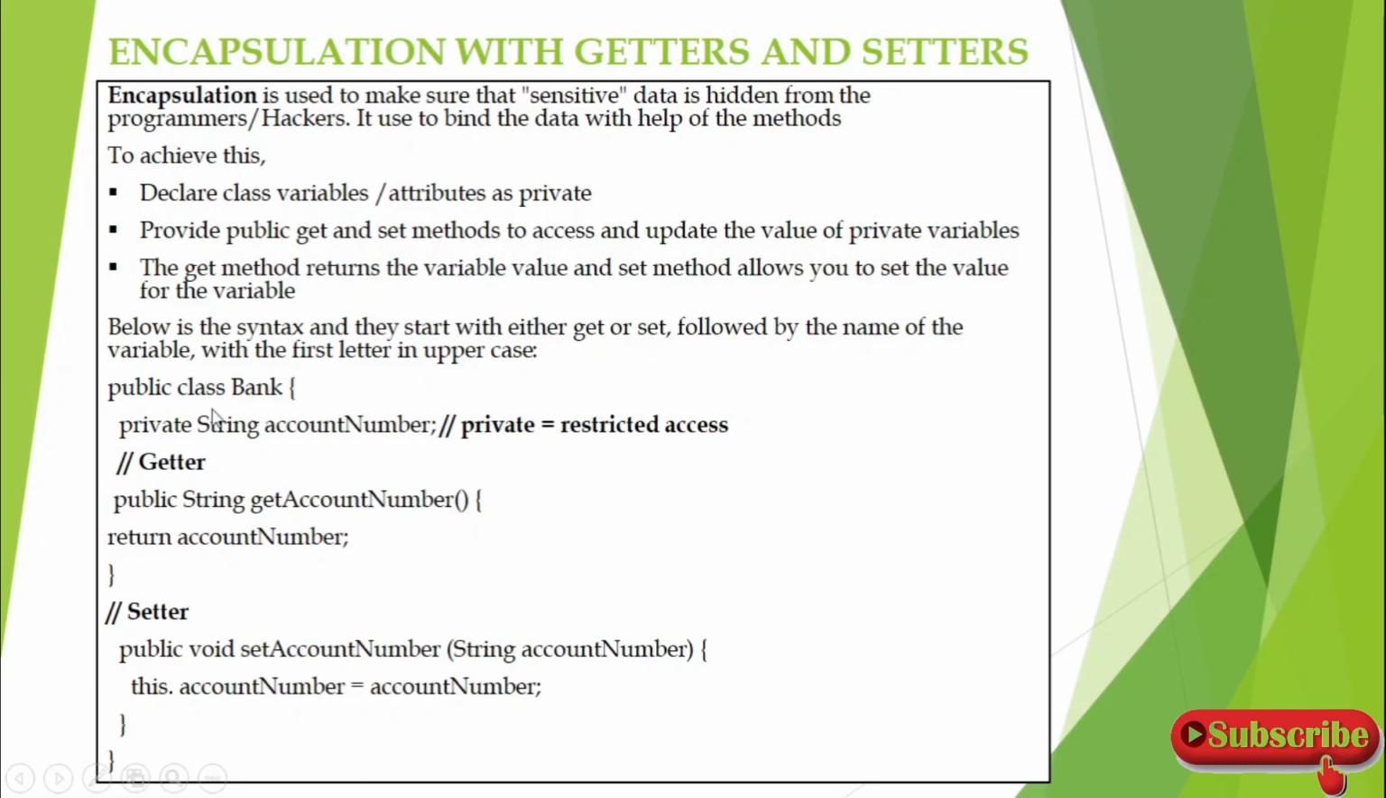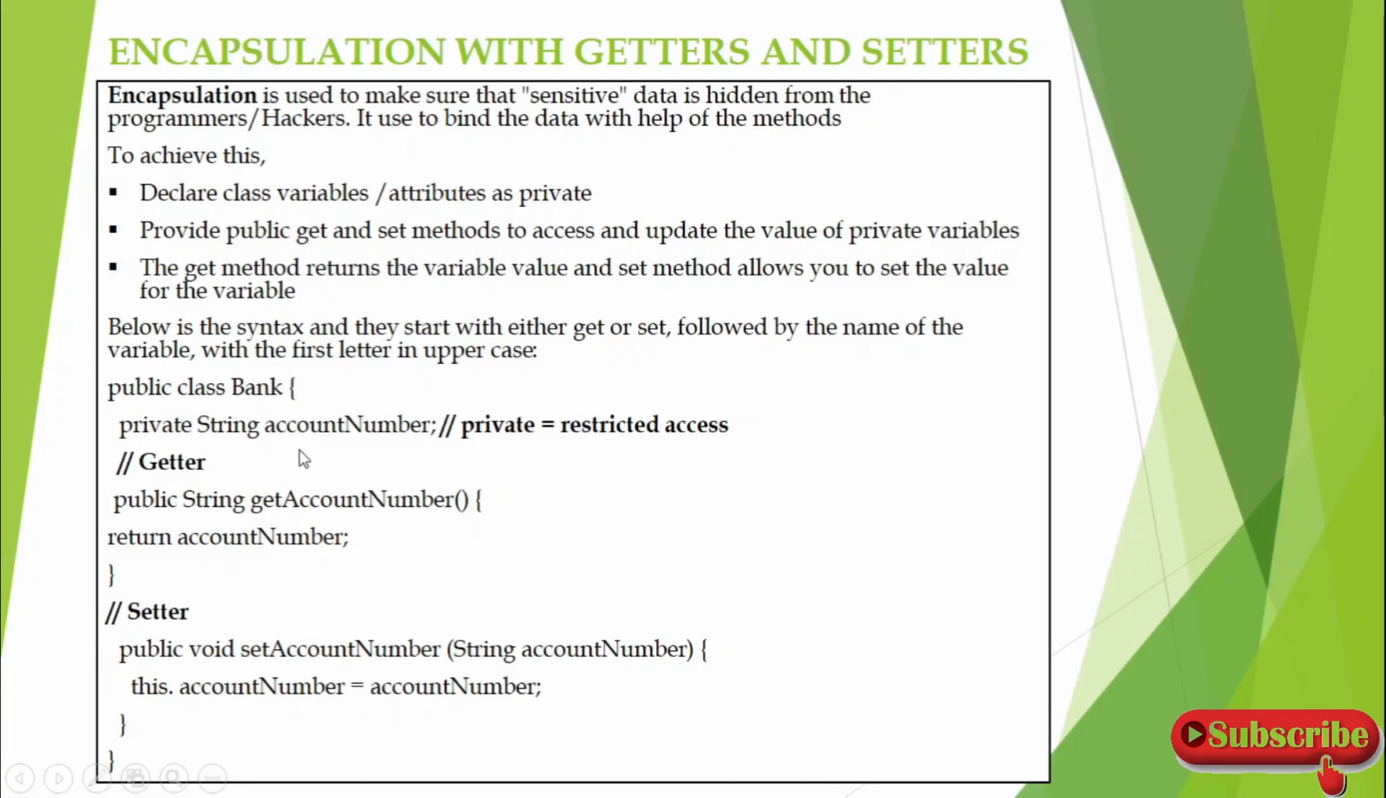So here you can see a quick example. This is the class Bank, and this is the account number, here with String type. And we have set it with the private access modifier. So this account number cannot be viewed by other programmers, or in other classes you will not be able to access this variable account number. So for that, you can leave it like that, or you can create a getter method.